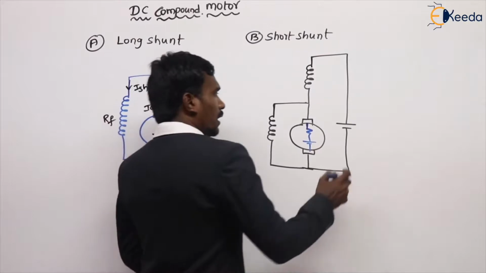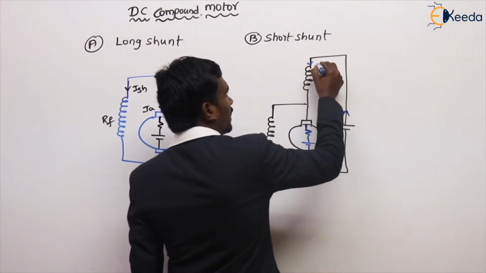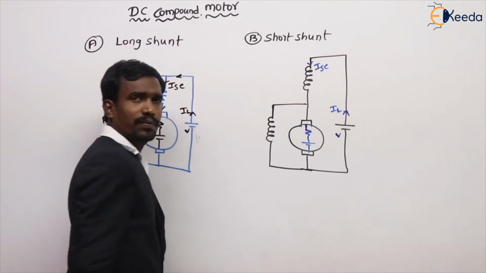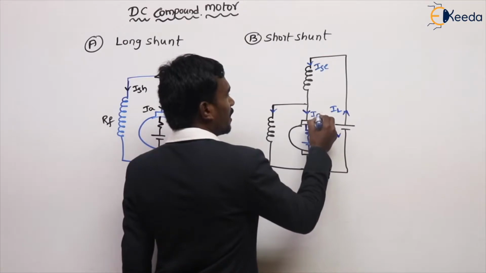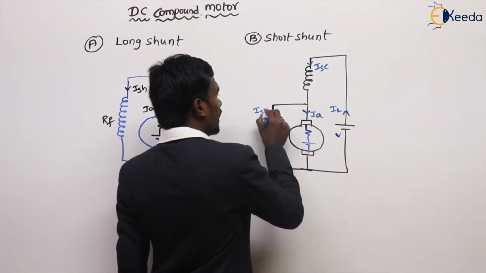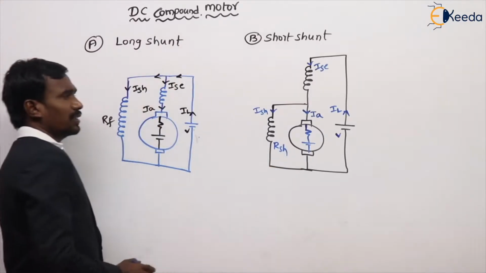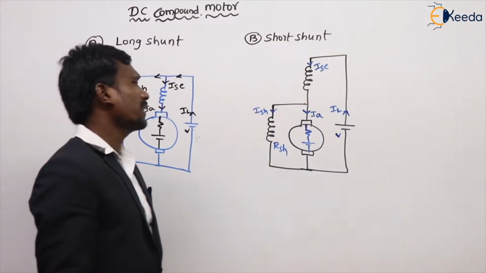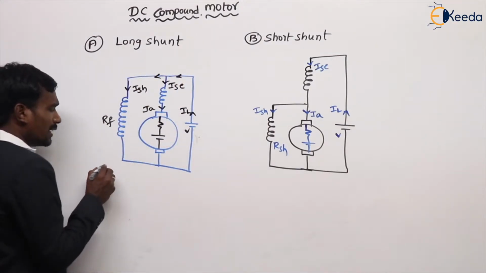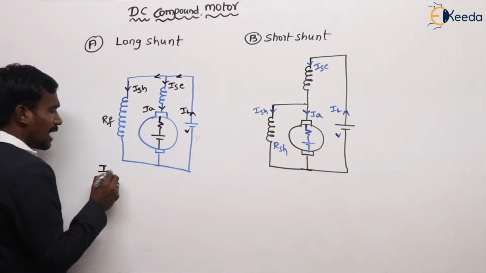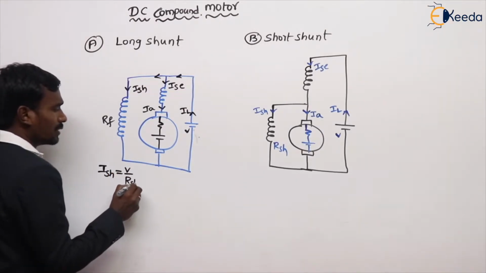Of course, here this is voltage V, the current is IL. This IL is nothing but ISE. This ISE is divided into two parts: one is the armature current, another one is the shunt current. And this resistance is RSH, like this. Very simple. Now, tell me here, what is ISH? ISH is equal to V by RSH.